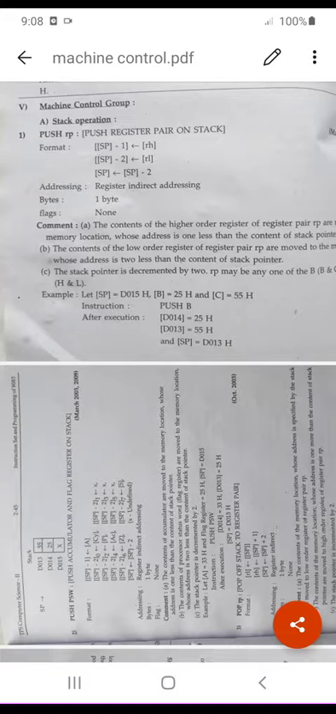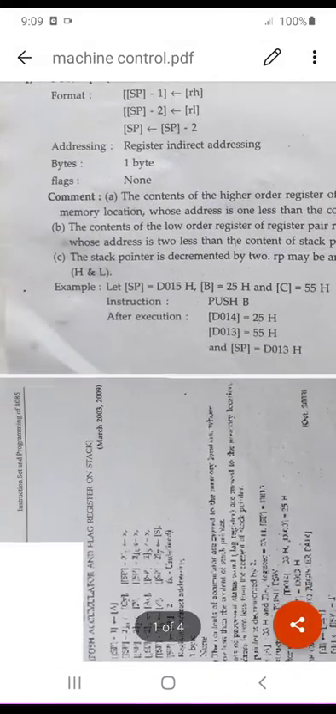The stack pointer is first decremented, then the content of the higher order register, that is H, B or D, is moved to that position. Then again the stack pointer is decremented and the content of the lower order register, that is C, E or L, is moved to that stack pointer position, and the stack pointer is decremented by 2 in total. So it is a register addressing mode instruction. It is a 1 byte instruction.